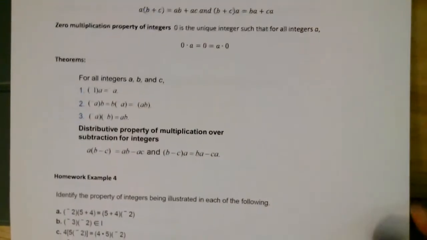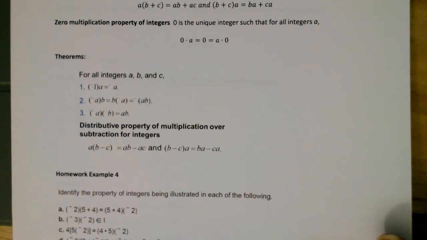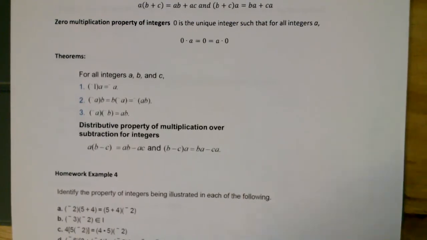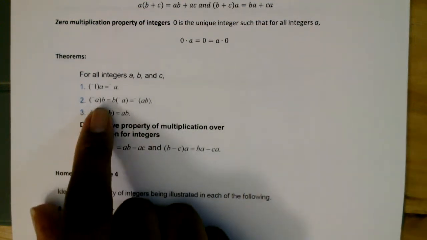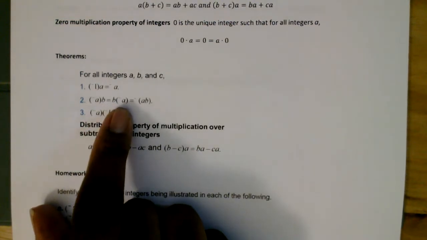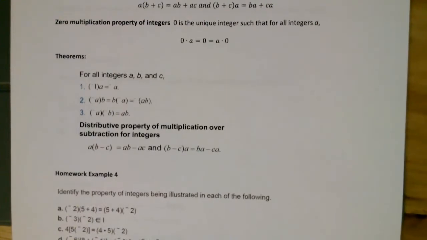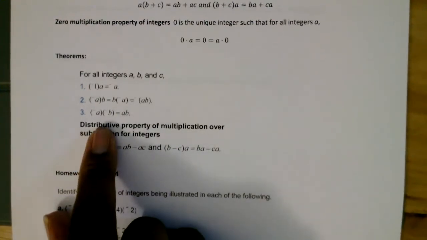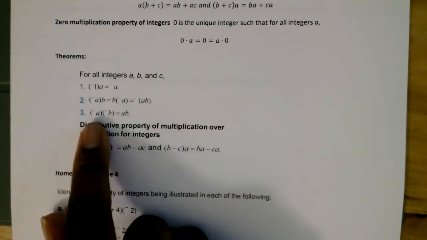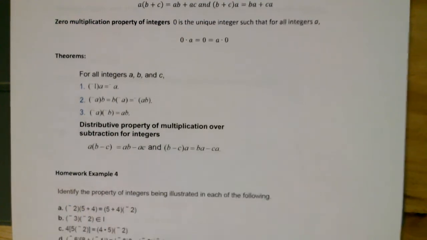Okay, and here are a few theorems related to this. -1 times A, that would be the opposite of A, or negative A. And then -A times B, which is the same as B times -A, that would be the negative of the product of A and B. And then -A times -B, that would be AB. That means if I multiply 2 integers with the same sign, it's going to be positive, AB.